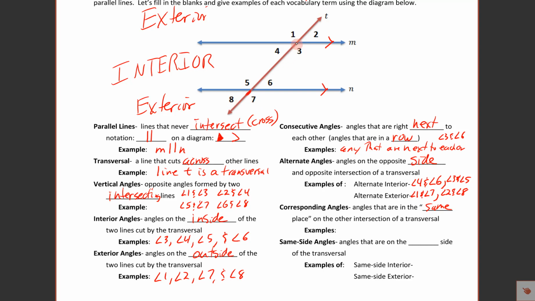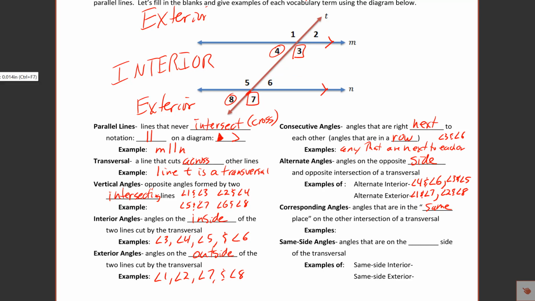Well, if we came up to this next intersection, 4 would be on our left side, and 3 would be on our right side. I think I said that backwards on this one. 8 on our left and 7 on our right, 4 on our left and 3 on our right. That means 4 and 8, they correspond because they're in exactly the same place on the intersection. 3 and 7 correspond because they're in exactly the same place on the intersection.